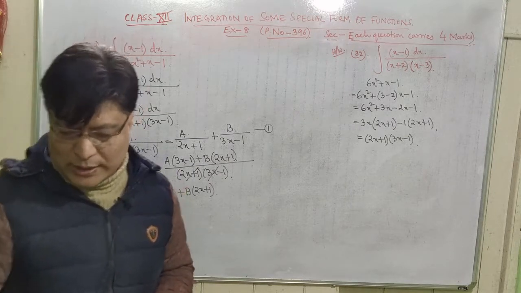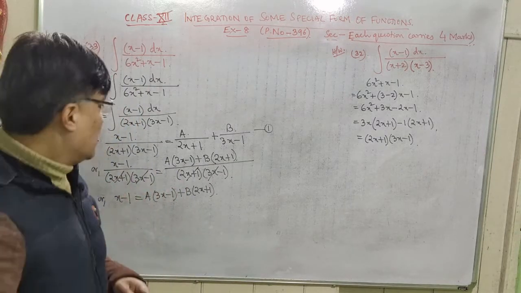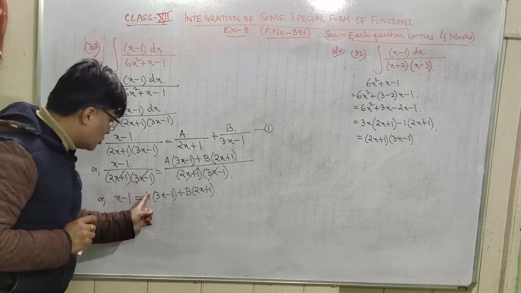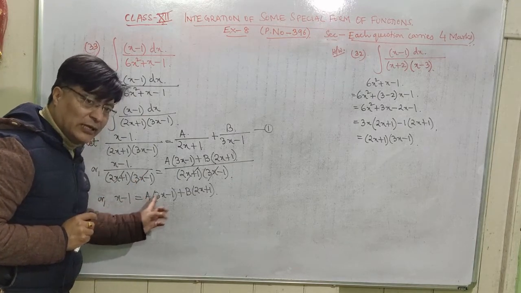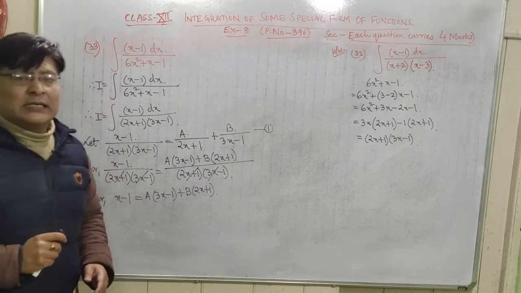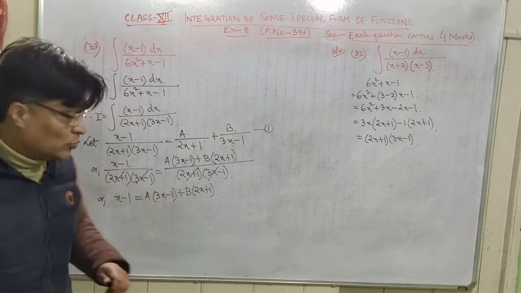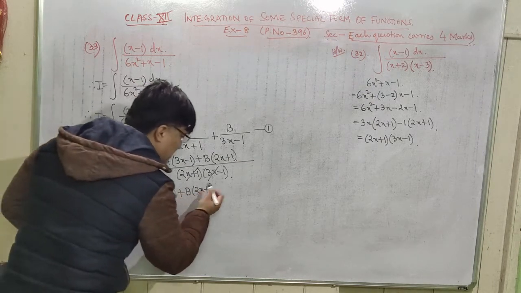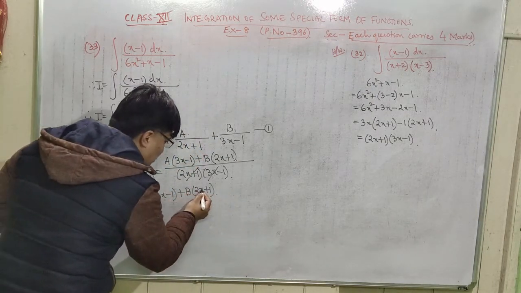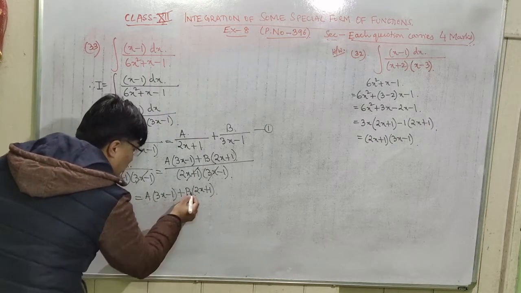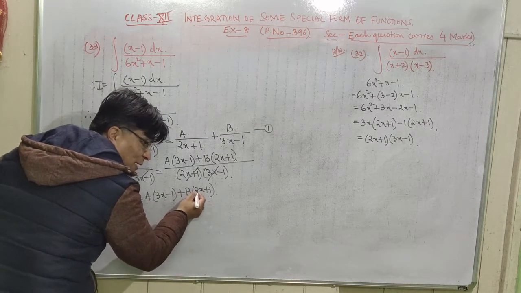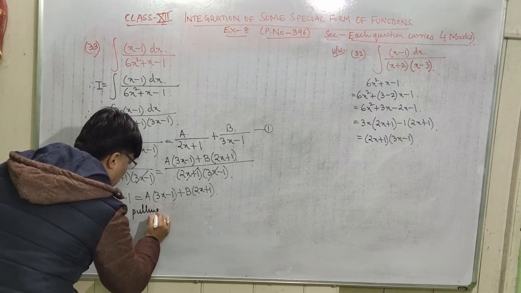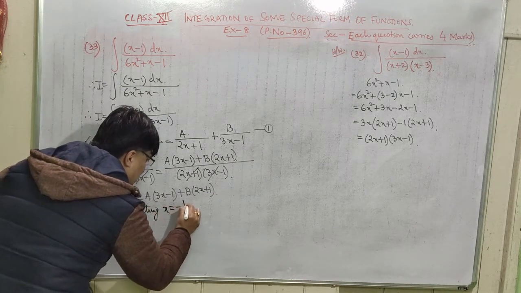So I think you have understood it, okay? I already told you that in order to get the value for this constant capital A, you should make the second term, that is the term containing B, as 0. In order to convert this second term into 0, we have to put x is equal to minus half. If you put x is equal to minus half, 2 gets cancelled, minus 1 plus 1 is 0. So putting x is equal to minus half.